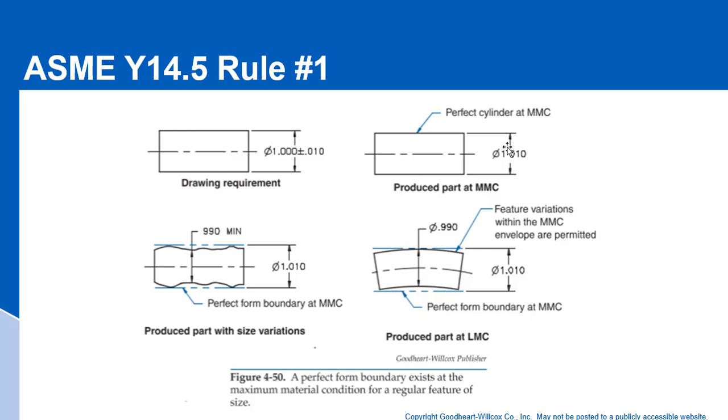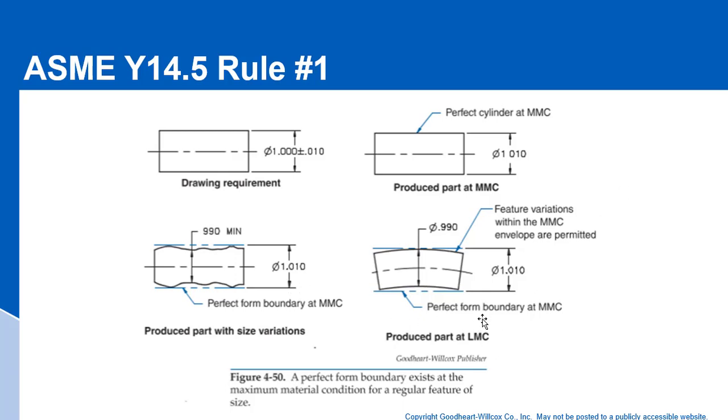Okay, so if we didn't have perfect form at MMC, we would violate these boundaries, and chances are we could not get that pin into the hole that we needed to at the next level assembly. So typically when we dimension parts and use MMC modifiers, it's to assure fit in GD&T.